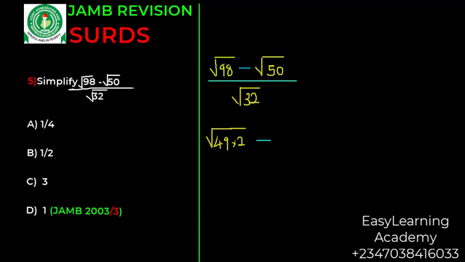The next number is 50. So you ask yourself a question: which number can I multiply with 2 to give me 50? Okay, so that number simply is 25. So you now have it as 25 times 2. 25 times 2 will give us 50.